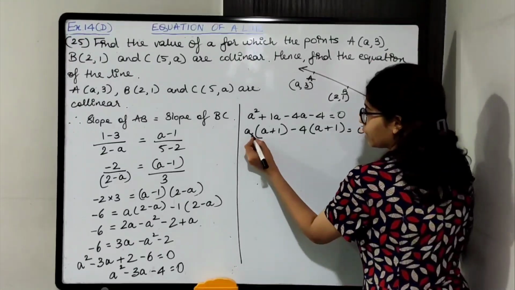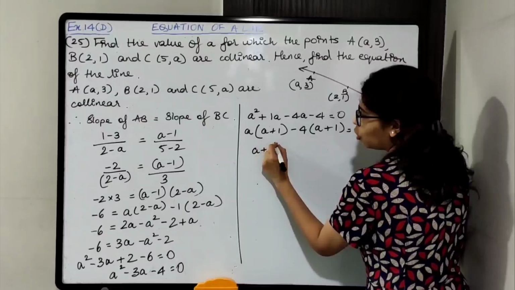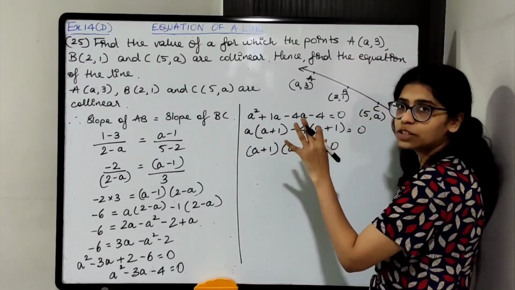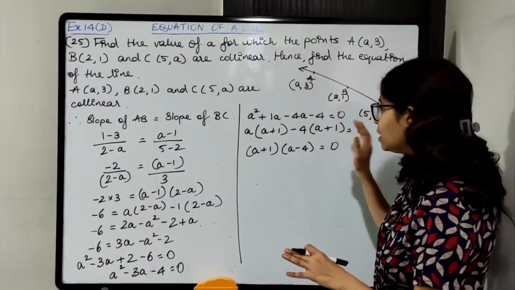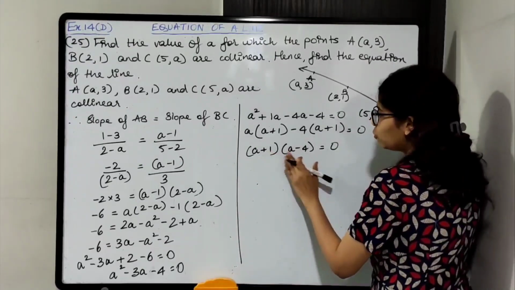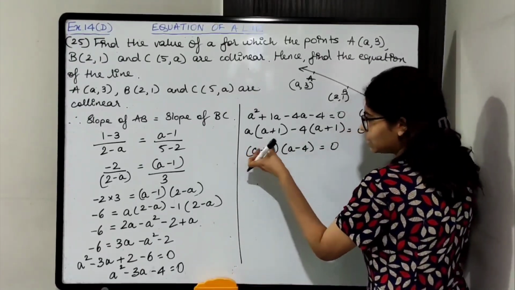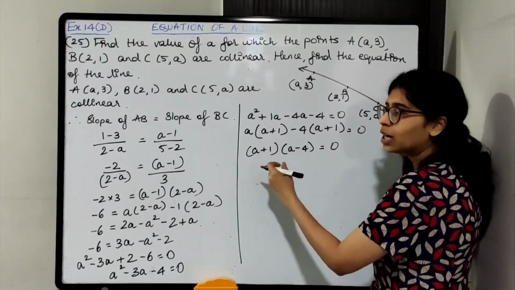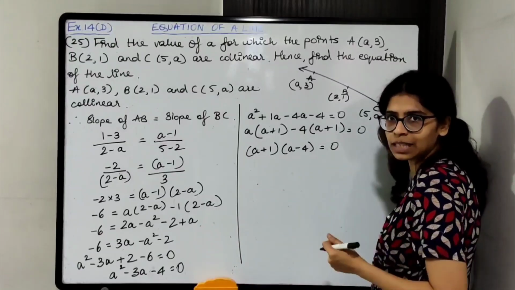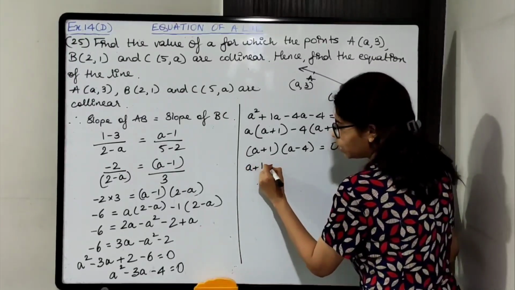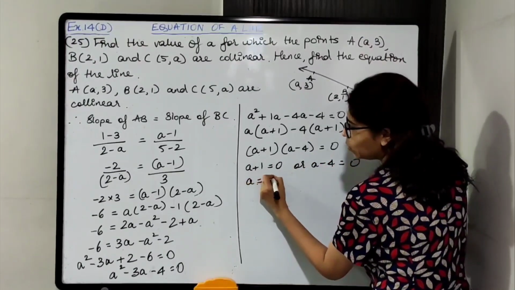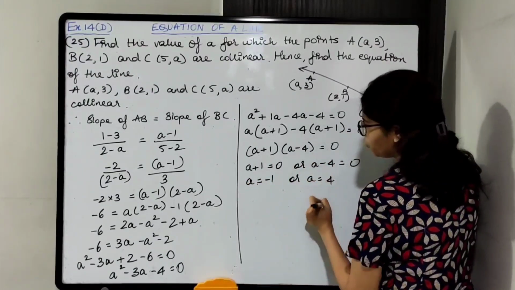So we take a plus 1 common. So in the other bracket we are getting a minus 4. Please be thorough with quadratic equations. Then only you will be able to solve such types of questions. So we are getting the product of two brackets equal to 0. So either this bracket is 0 or this bracket is 0. Only if one of them is 0 will the answer be 0. 0 into something will only give you 0. No other number will. So a plus 1 is equal to 0 or a minus 4 is equal to 0. That is, a is equal to minus 1 or a is equal to 4.